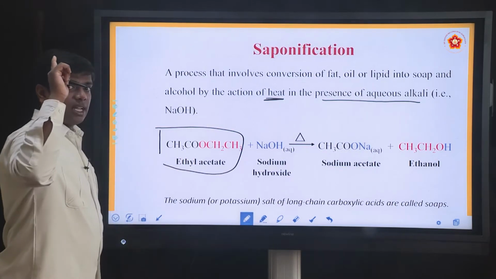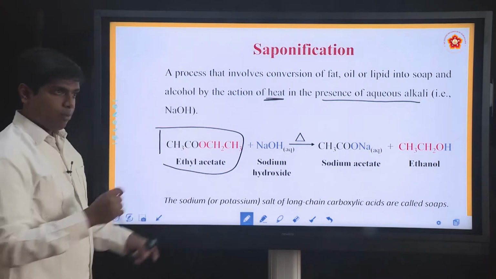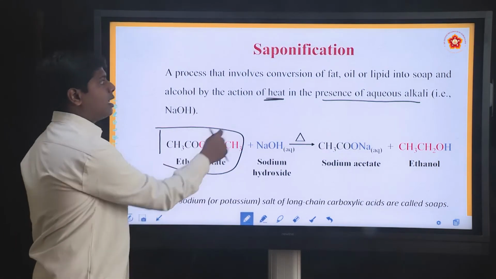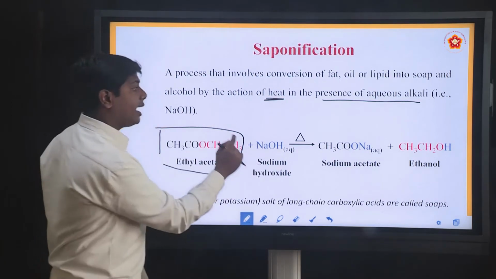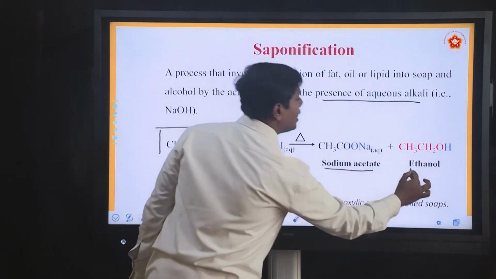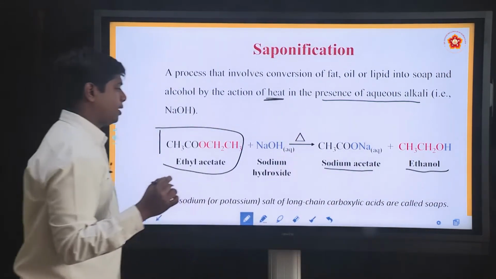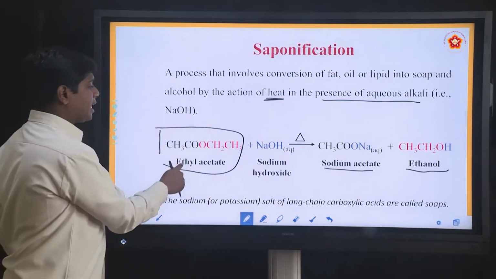In esterification, it forms ethyl acetate. Same, when an ester reacts with sodium hydroxide, it forms a soap molecule, that is sodium acetate and ethanol. Very important. In esterification reaction, the product formed is ester, that is ethyl acetate.